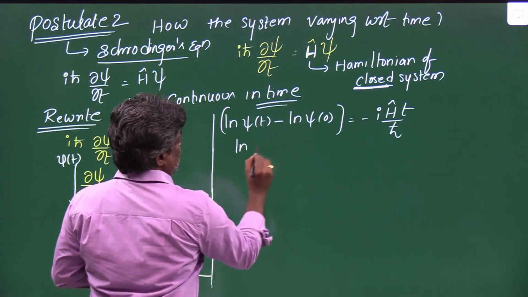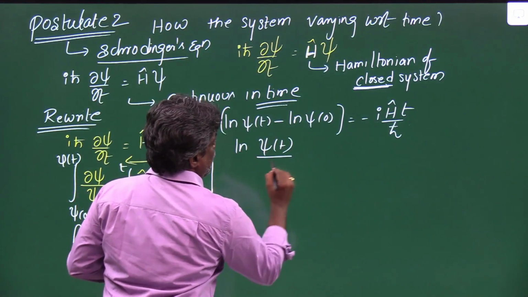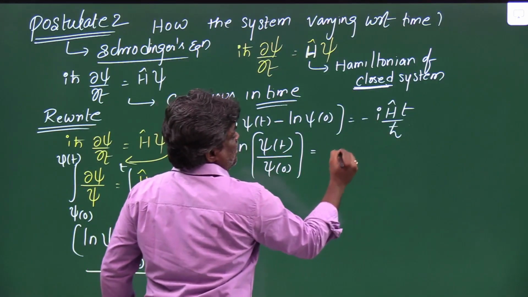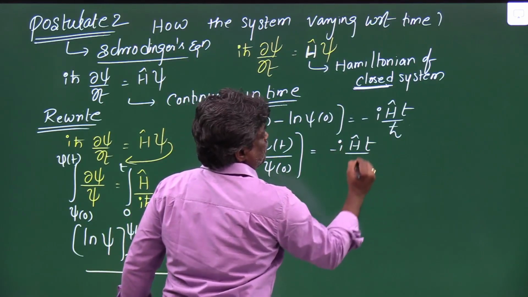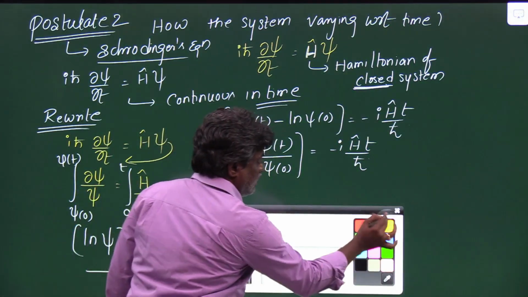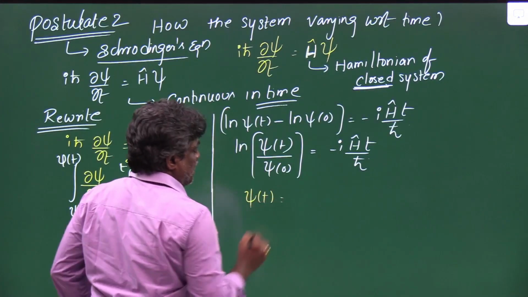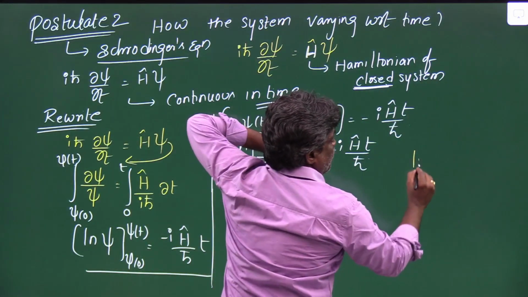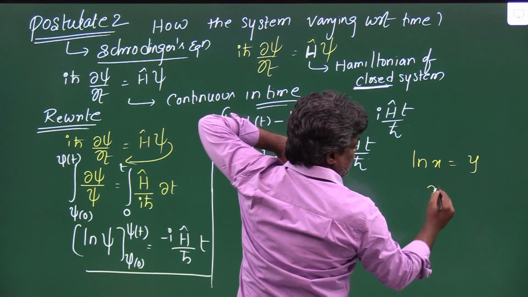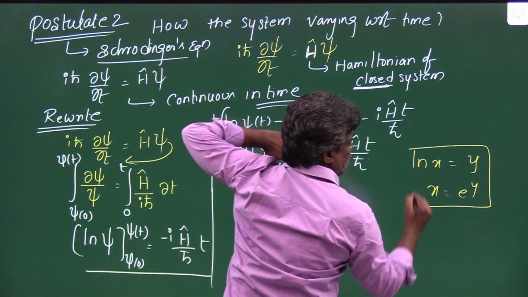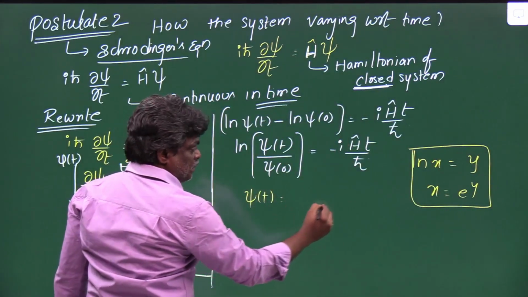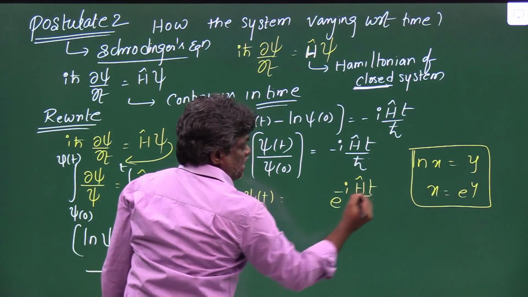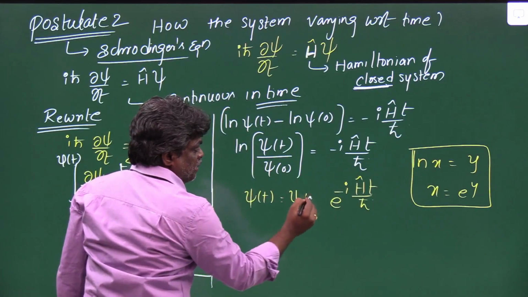Now this is nothing but log psi of t by psi of 0, log a minus log b, equal to minus iota H cap t by h cross. Finally, psi of t can be written as, because this is equal to exponential, I hope you know this, log of x equal to y, then x equal to e raised to y. Then psi of t equal to e raised to minus iota H cap t by h cross, and here we are having psi of 0. Is it clear, sir?